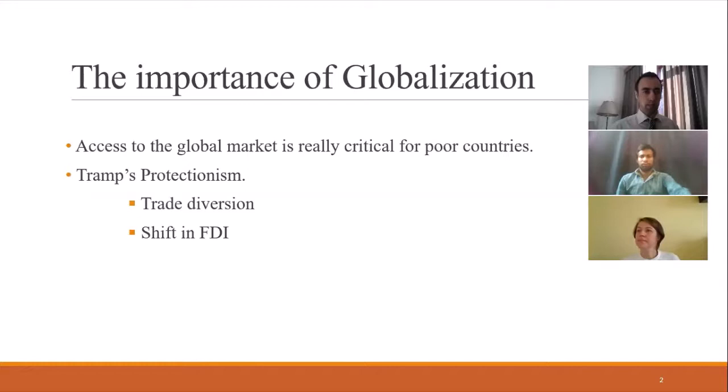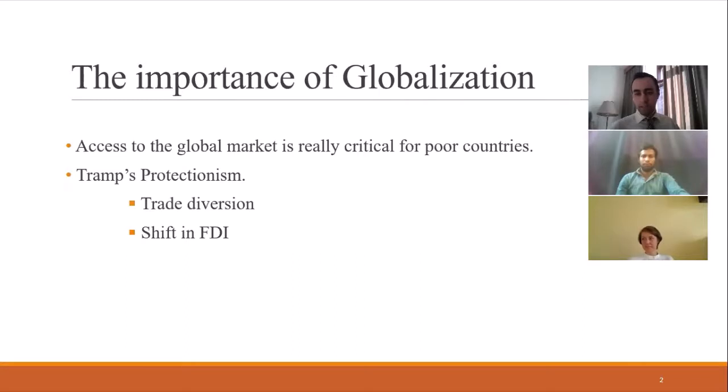Globalization is really important for poor countries. Access to the global market is really critical for them. Paul Krugman, the Nobel Prize winning economist, usually mentions Bangladesh as a motivating example. This country is still poor, but it also has 3 times the income per capita that it used to have. And it's all because of being able to export its products, mostly clothing, to the international market. They're selling their products to the international market, and they could increase their GDP per capita dramatically. Therefore, globalization is really important for these countries.